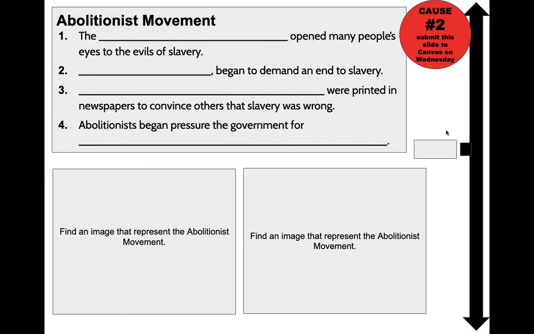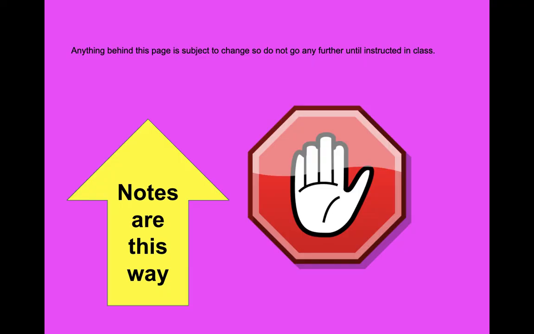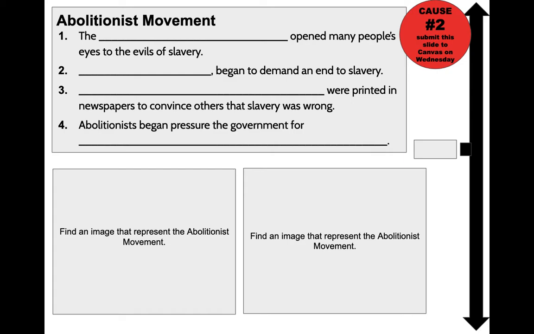This is cause number 2. Please put a date here. You might need to do a little bit of a Google search on the abolitionist movement, when it started and then when it continued throughout the Civil War. This is a long movement. This movement lasted a long time. So you're going to have two dates that give an approximate range of the abolitionist movement. Okay, that is cause number 2.